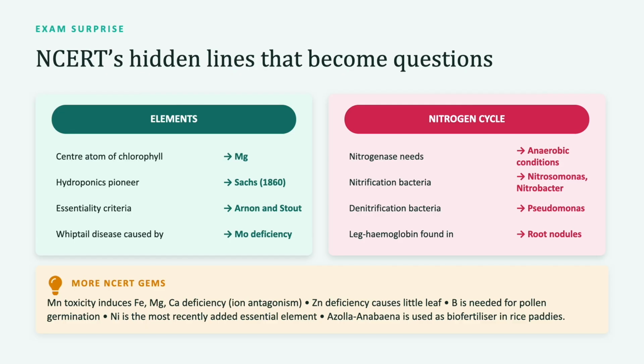NEET asks this chapter in four costumes. Assertion and reason. For example, assertion: nitrogenase requires anaerobic conditions. Reason: oxygen irreversibly inactivates the enzyme. Both true, reason explains the assertion. Match the column. Bacteria with their steps or elements with their roles. How many are correct? Mixing up element roles or deficiency symptoms. Diagram-based labeling steps in the nitrogen cycle or identifying which deficiency matches the symptom photograph.